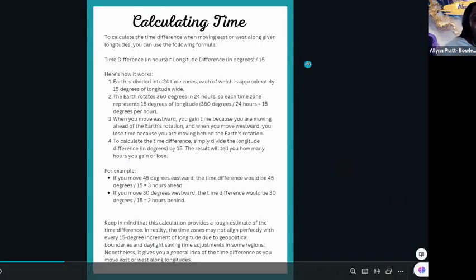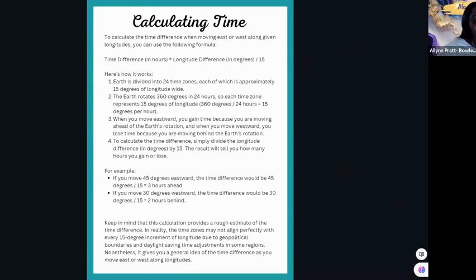Calculating time. I'm going to skip this for today because I don't want to rush through calculating time. Calculating time takes up a lesson in itself. It takes a little bit of time. So I'll come back to calculating time. I promise you, I'll come back.